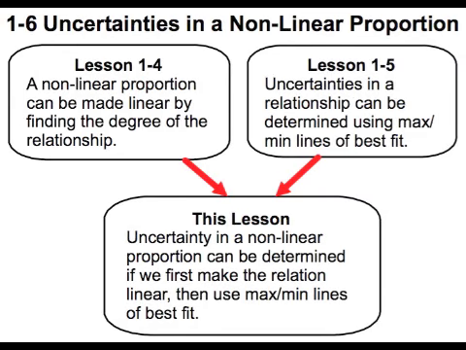In the last two lessons, we looked at different aspects of graphical analysis. In lesson 1.4, we looked at nonlinear proportions and how they can be made linear in order to find an equation in the form y equals mx plus b. In lesson 1.5, we looked at how to deal with uncertainties in linear relationships by finding the max-min lines to find the uncertainties in the slope and y-intercepts. In this lesson, we're going to combine those two concepts together to look at uncertainties in nonlinear proportions.